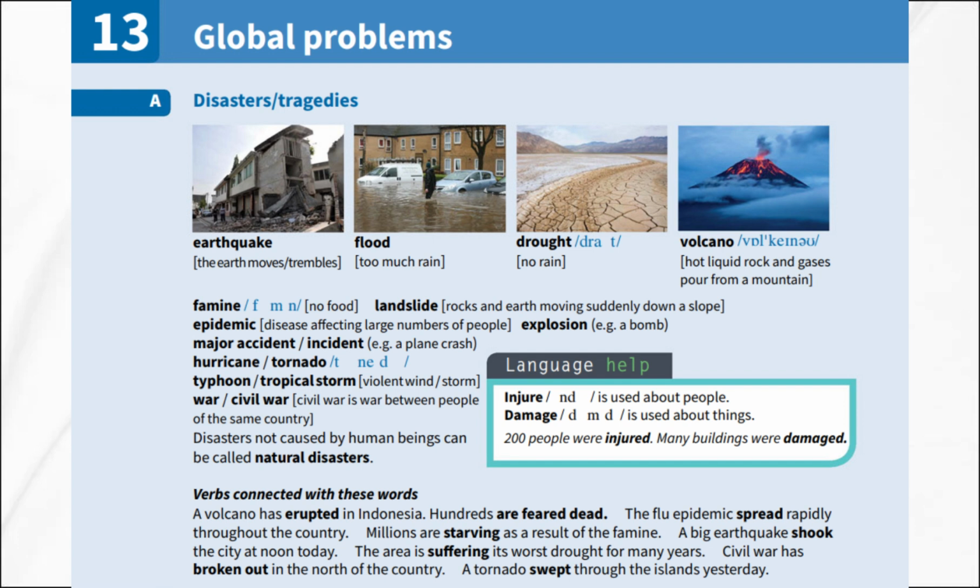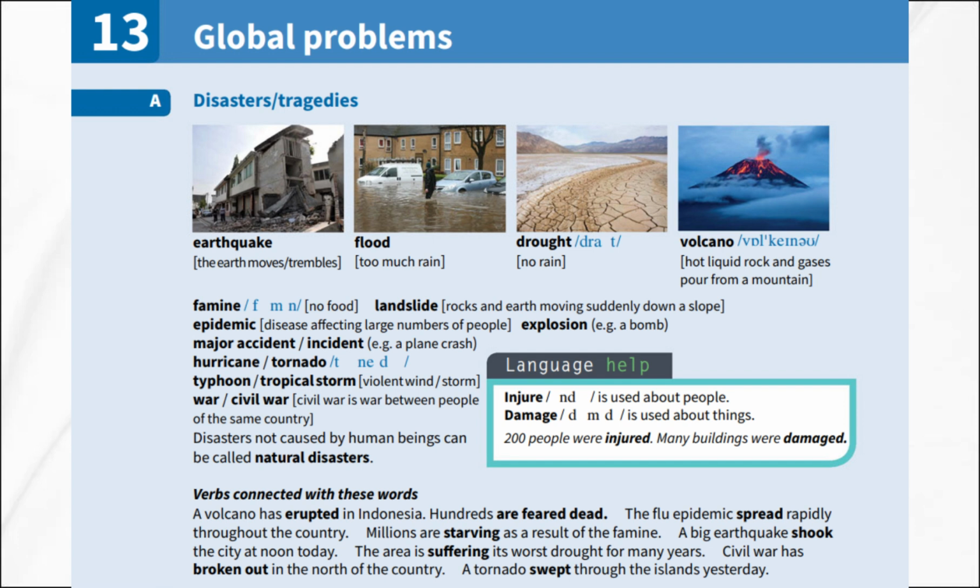Let us begin. Disasters and tragedies. First, let us look at different types of disasters. There are natural disasters, events caused by nature, not by human beings. These include an earthquake, which is when the earth moves or trembles. A flood happens when there is too much rain and water covers the land.